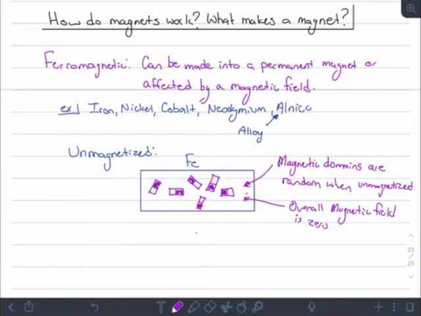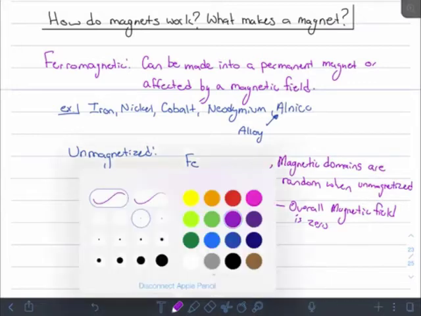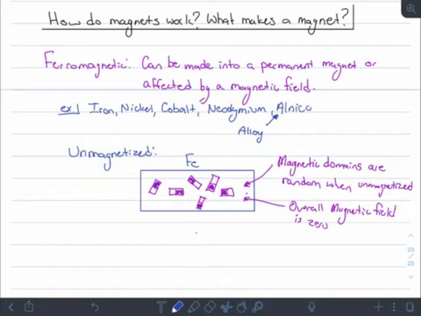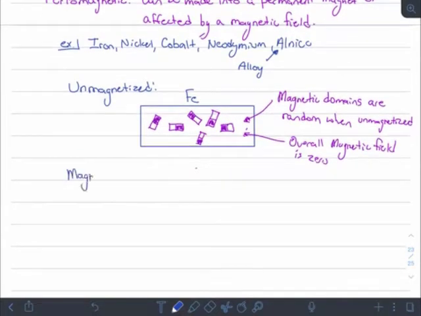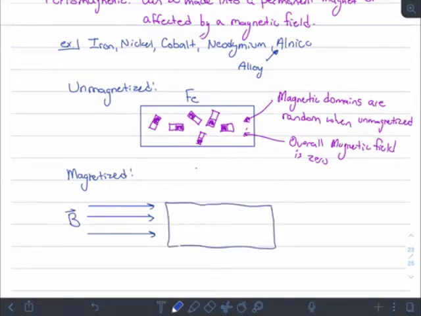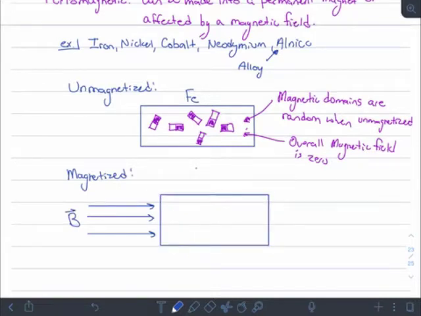So these ferromagnetic substances are different though, because when they are influenced by a magnetic field, so that's something that's magnetized, if we apply a magnetic field, which we represent with B and a vector, if we apply a magnetic field to that same piece of iron, what are we going to see happen? The magnetic domains straighten out.